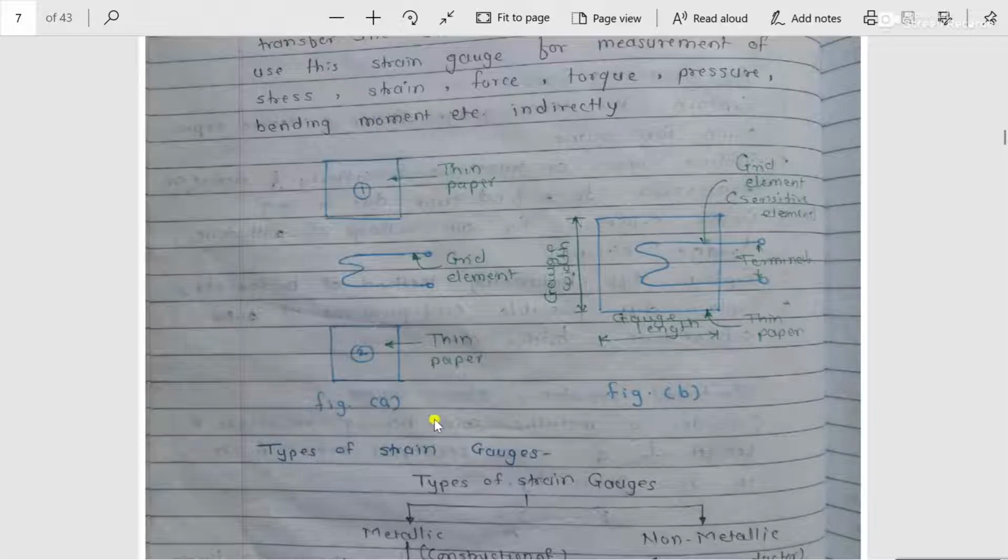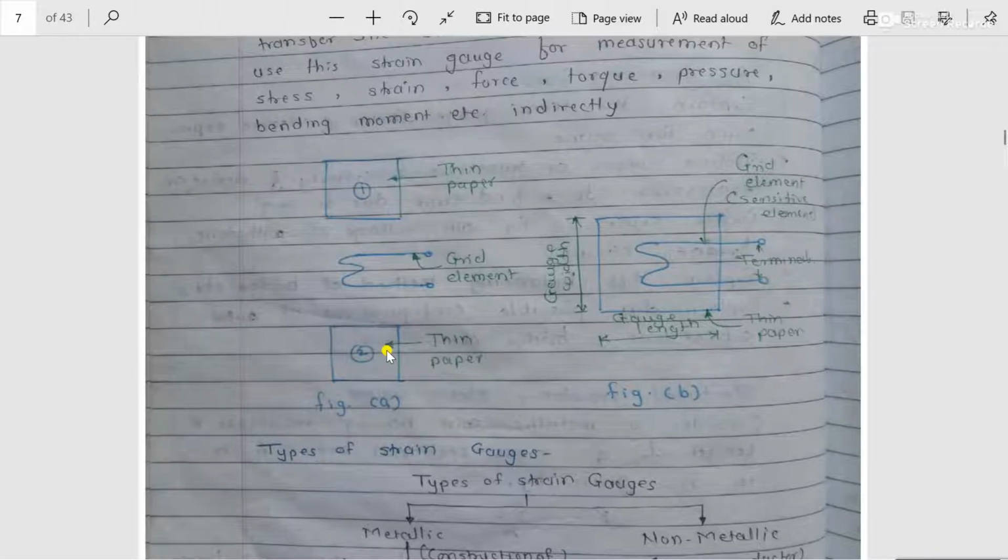So this is the basic construction of the strain gauge in assembled position as well as in disassembled position. If you go through figure A, the central portion is called the grid element, and this is called thin paper 1, and this is called thin paper 2. Thin paper 1 is provided at the top of the grid, and thin paper 2 is provided at the bottom side of the grid, meaning your grid element is sandwiched in between these two thin papers, because there are three important reasons why these thin papers are provided.